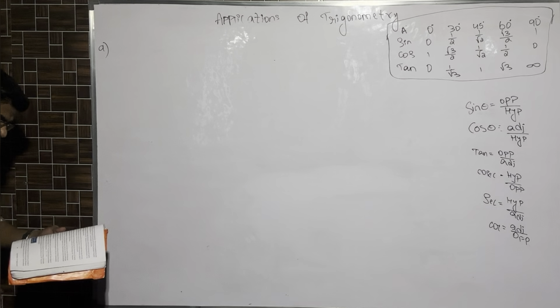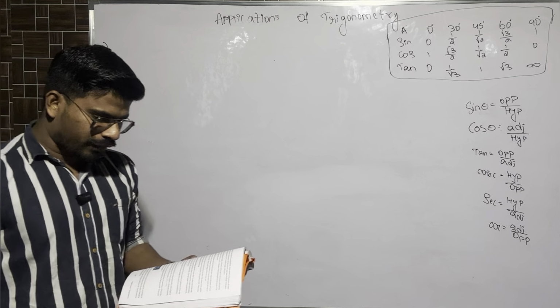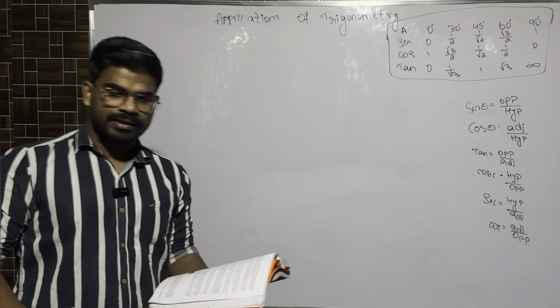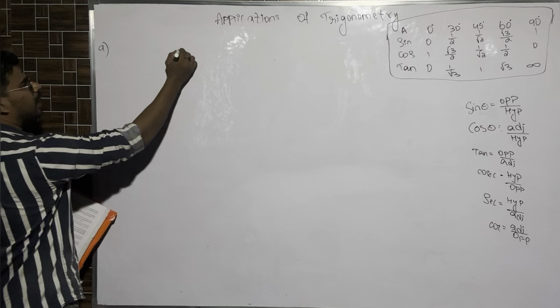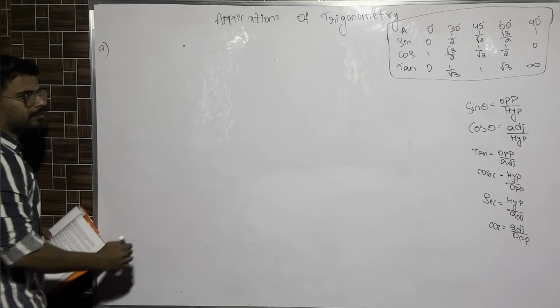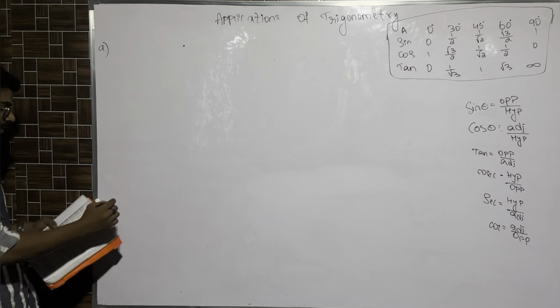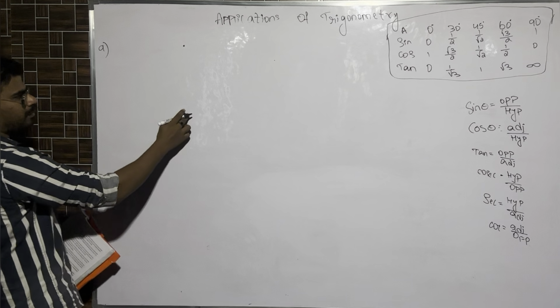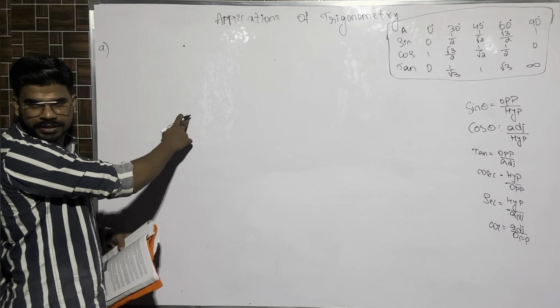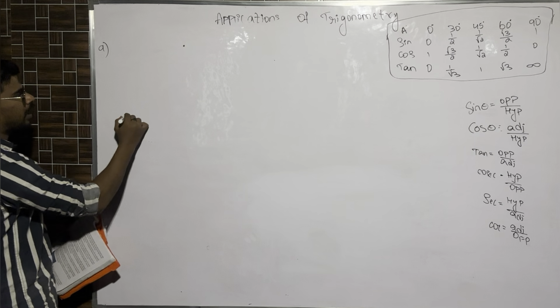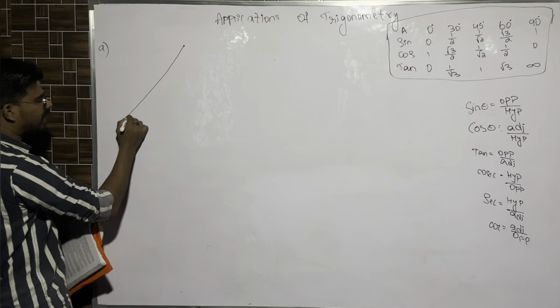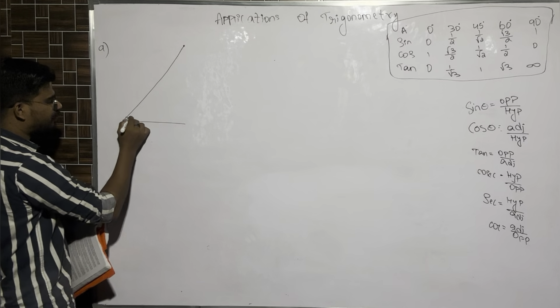Question number 9, important question. The angle of elevation of a jet plane from a point on the ground is 60 degrees. A jet plane is there, and the angle of elevation at this point is 60 degrees. 60 degrees means obviously it won't be here. If it is here, it would be 90 degrees. So somewhere over here. From this point, the angle of elevation of the jet plane is 60 degrees.